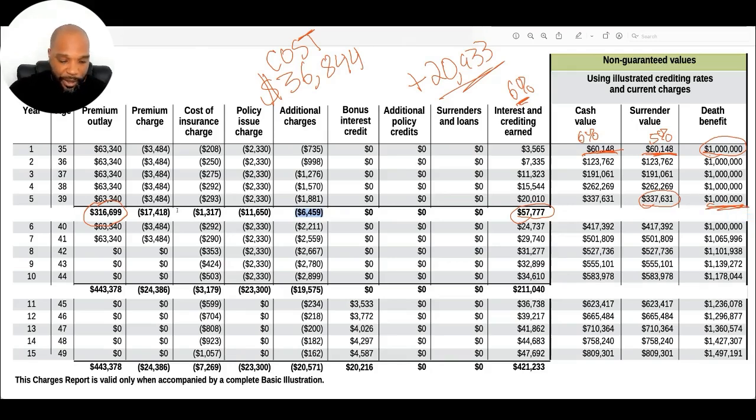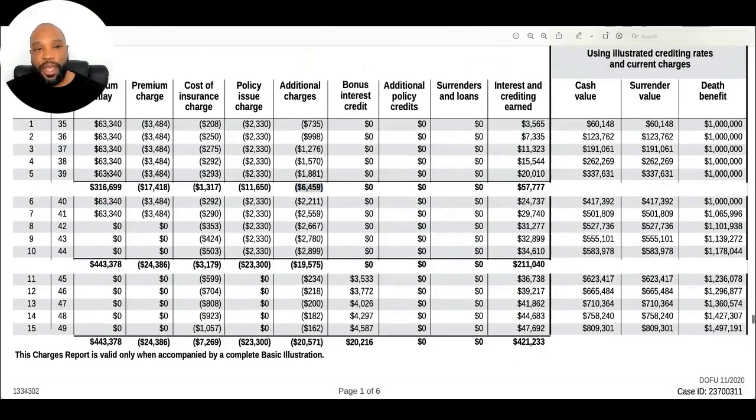Okay. Now, as we walk through this, I want you to notice how even after 7 years of paying this premium, we got no more premium going into the policy, right? See, beginning here in year 8, there's no premium being paid. And because there's no premium being paid, there's no premium charge. Now we still have our cost of insurance. We still have our policy issue charge, and we still have our rider charges. But again, we're earning interest to cover those charges, actually more than cover those charges at that point.